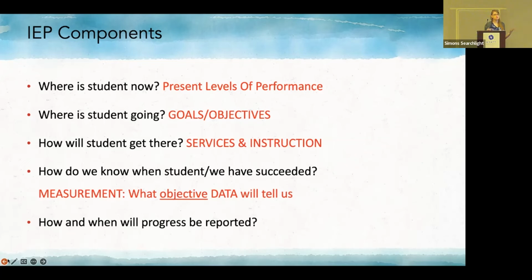And then where is the student going? What are the goals and objectives for the upcoming year? How will the student get there? What are the services and instruction that are necessary to help the student meet these goals? How are we going to know if the student has succeeded? What types of measurement are we going to use to measure their progress towards these goals? And when are we going to report progress?